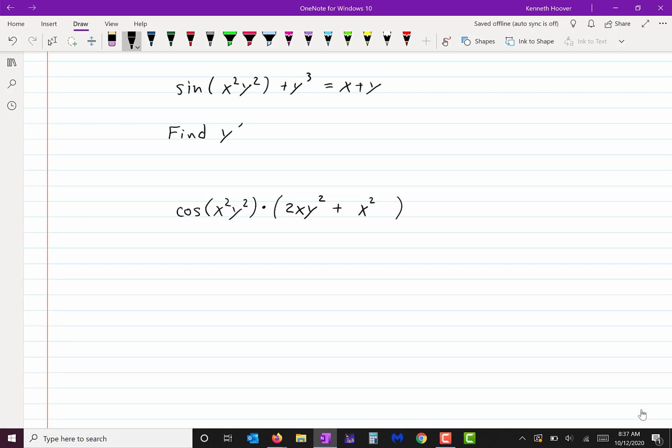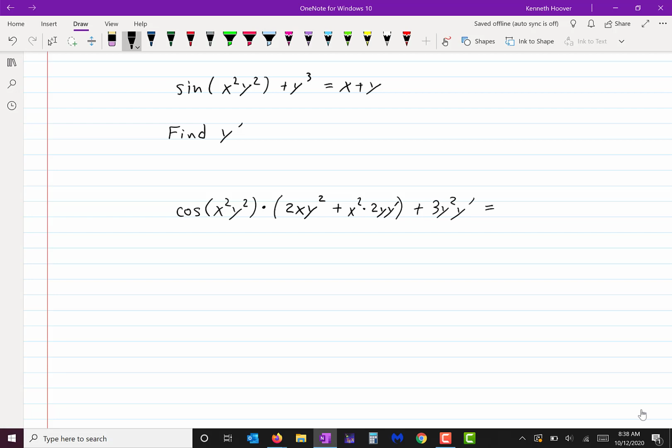That means the derivative of 2y. I'm sorry, that's not right. I meant to say the derivative of y squared, which will be, let me move that over so I have room, 2y times y prime. Okay? All right, now, then we have plus y cubed. We've seen that in every example so far. I should write 3y squared times y prime.